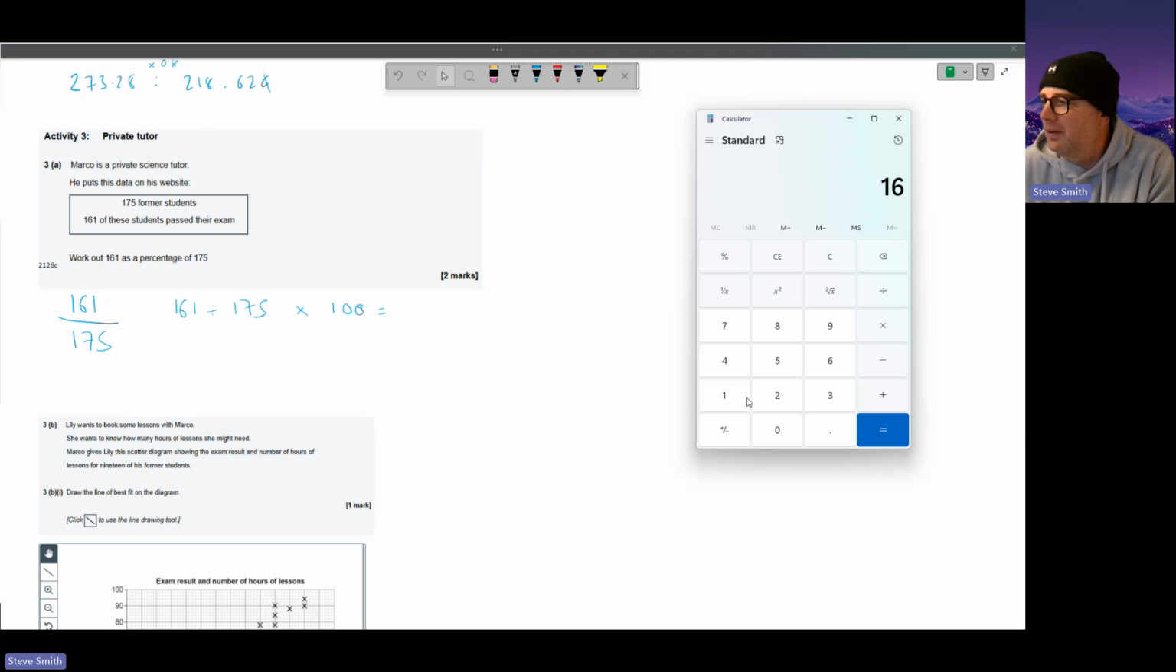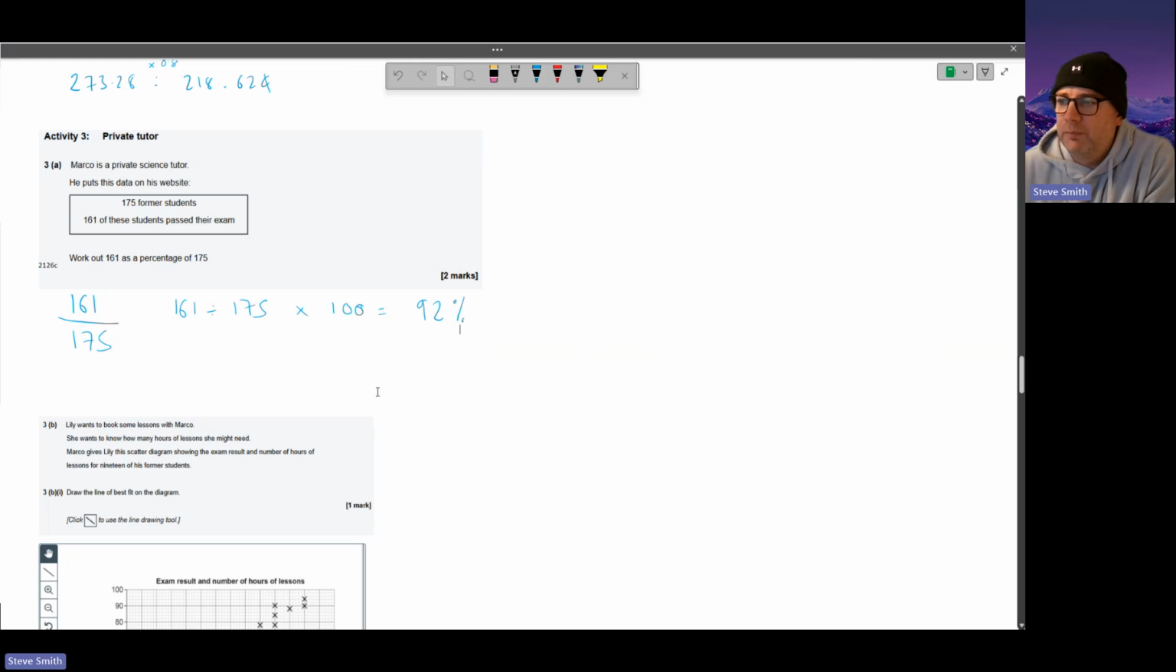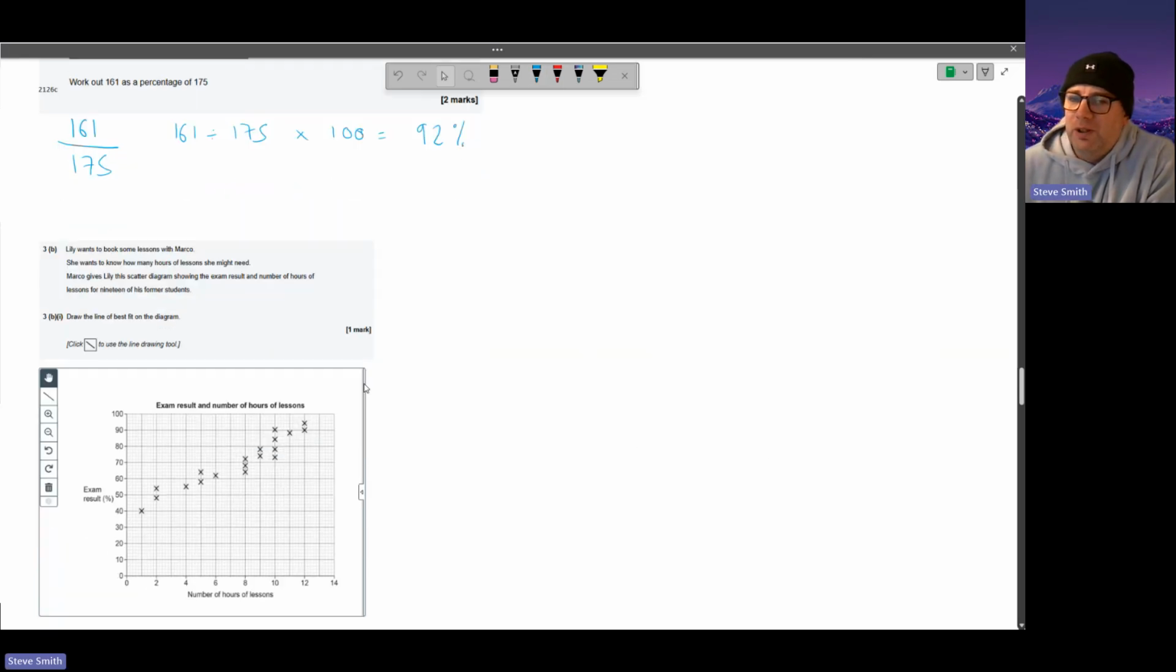So 161 divided by 175 equals the decimal, multiplied by 100 gives us our percentage. For 2 marks, that's all it's asking for you. If you wanted to put 161 divided by 175 equals 0.92, 0.92 times 100, that's absolutely fine. But just doing that one sum there is enough to gain you the 2 marks because it's the only way you can find the answer. Well, I'm saying only way, there are other ways, but it's the easiest way to show it on the screen.